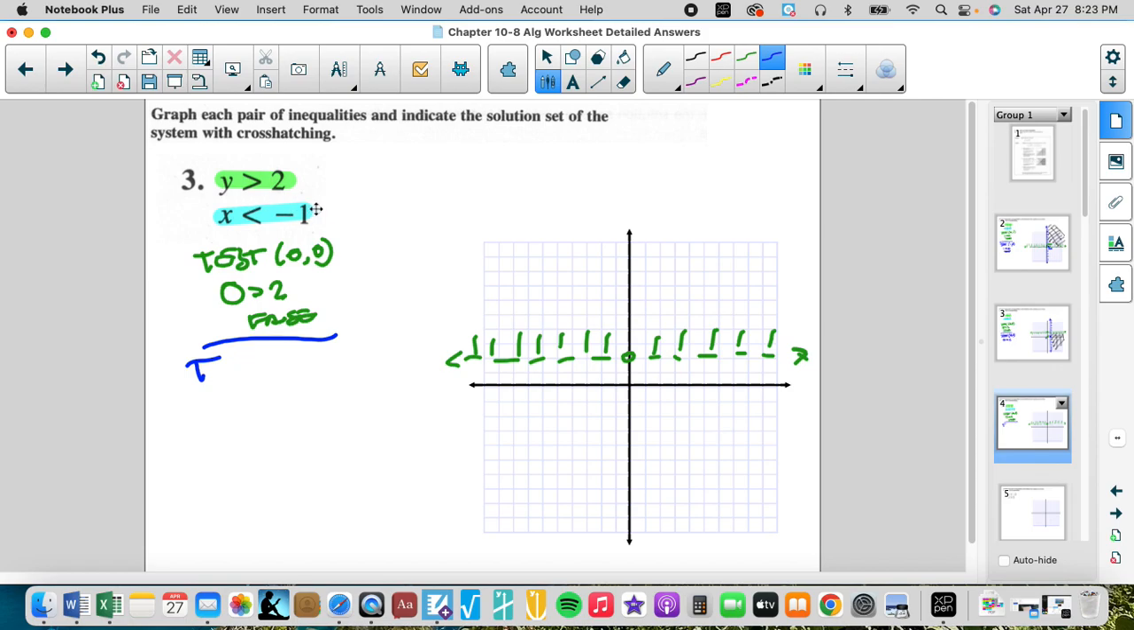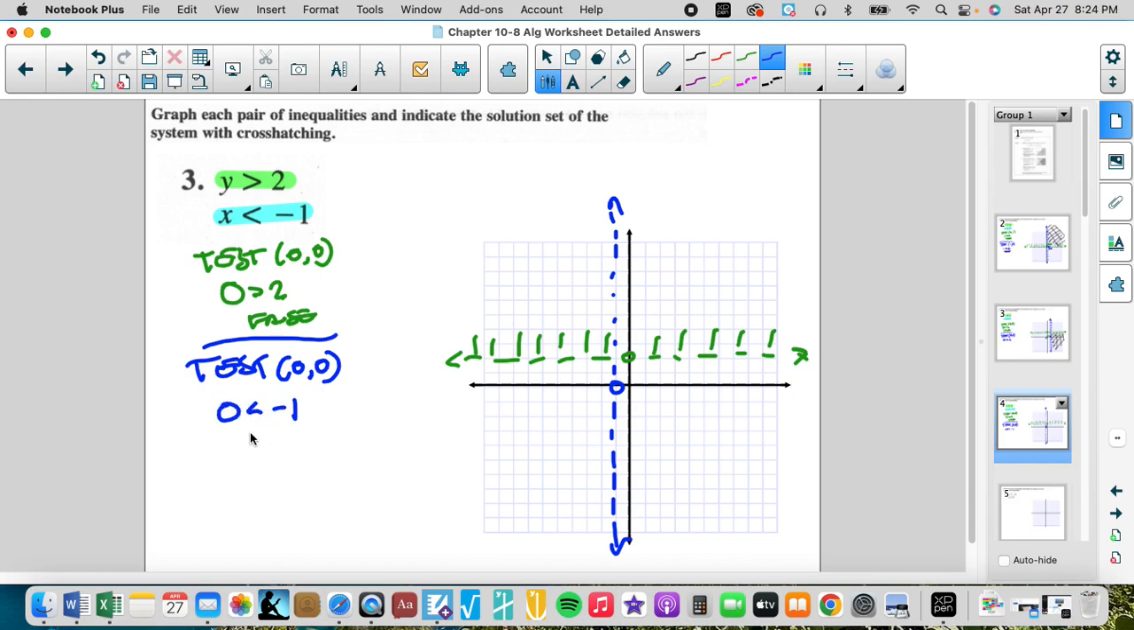X is less than -1. That's going to be x-axis is -1 here. That's going to be an open circle. We're going to have a vertical dotted line. Let's test 0, 0. We have 0 for x.